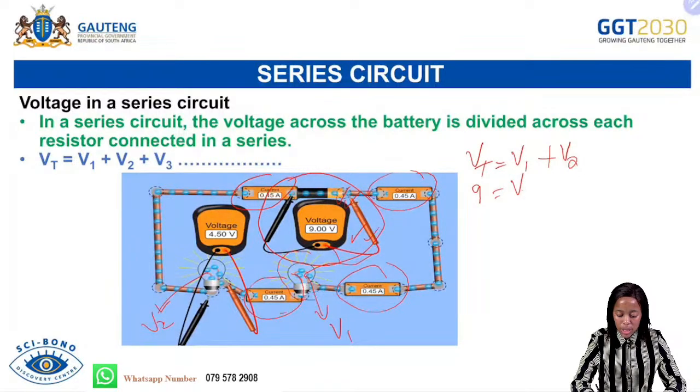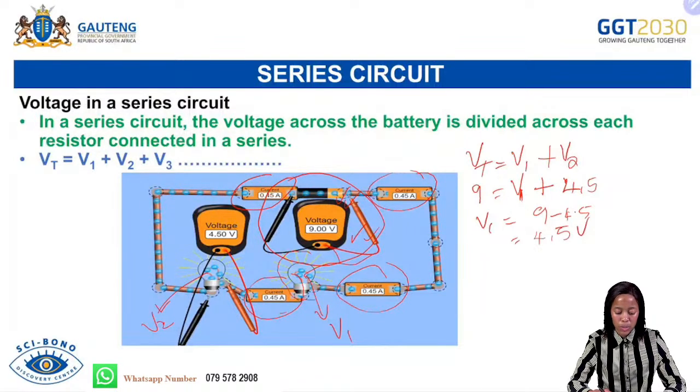So if they say you must calculate V1, you are therefore going to write your V1. And what is it that you have? We can see that for V2, you have 4,5. So how would you then calculate V1? You would say V1 is equal to 9 minus 4,5 there. And that would mean that you have 4,5 volts.